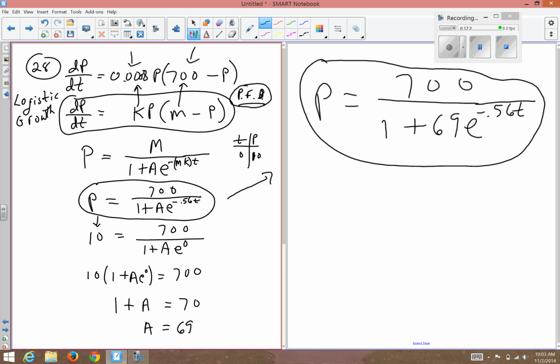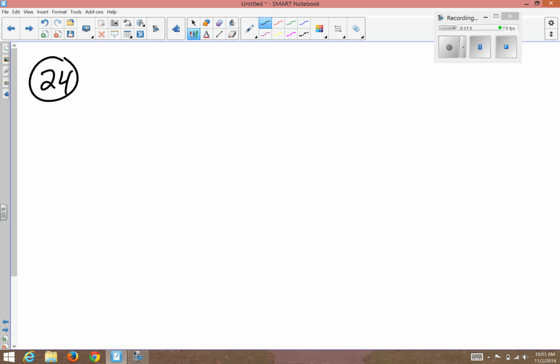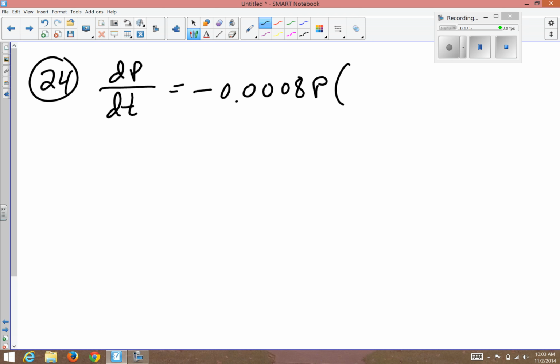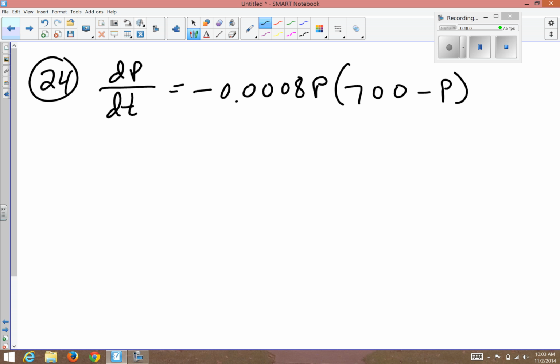So now we're going to do number 24, and that will be it for this video. This is the answer to number 28. Going back to number 24, we have this differential equation, dp dt equals negative 0.0008 p times 700 minus p. It's the same differential equation as in exercise 28. But different questions.